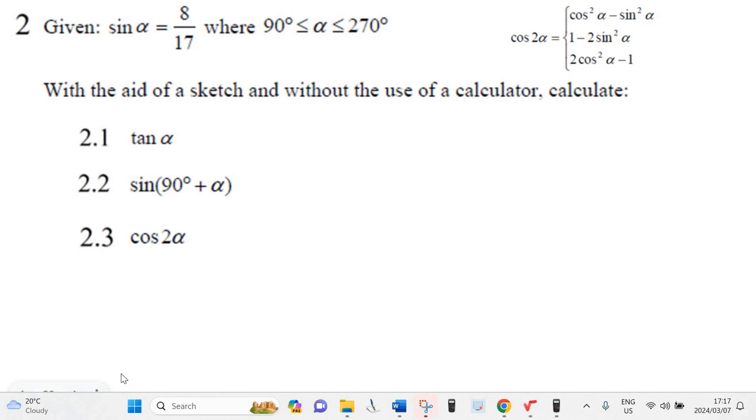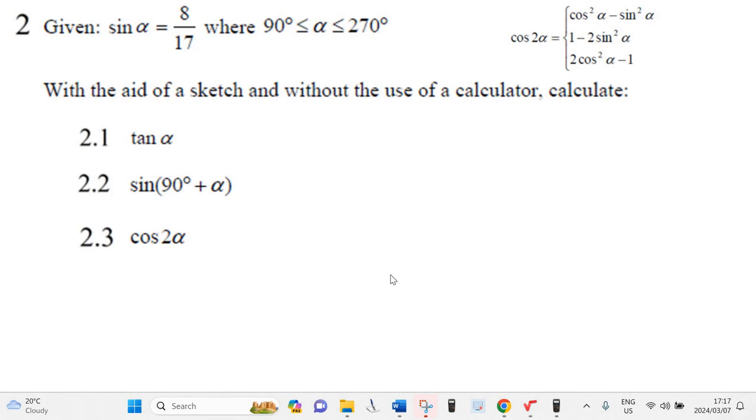Okay, let's try this next exam question. It's almost the same stuff, but a little bit different because it uses a different identity, not the sine of 2 alpha. Look, it's cosine of a double angle, 2 alpha. In this question, they tell you that sine alpha is equal to 8 over 17, and that alpha is some angle between 90 and 270 degrees. With the aid of a sketch and without using a calculator, calculate all these things.